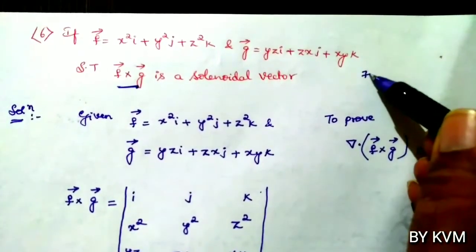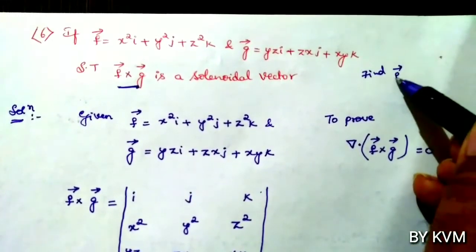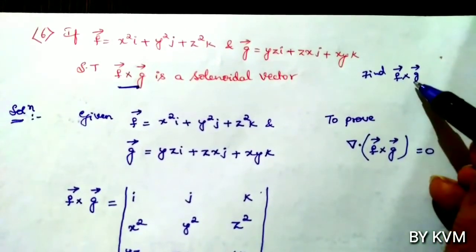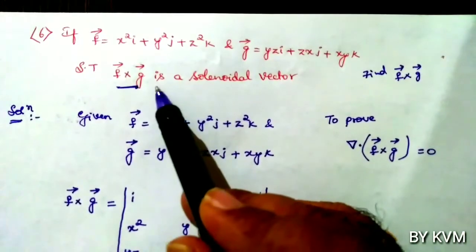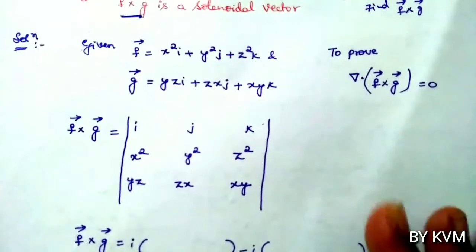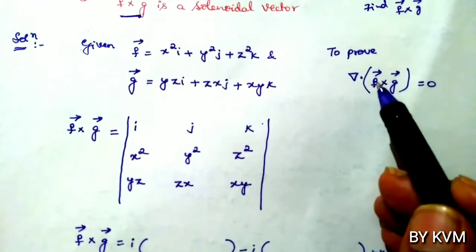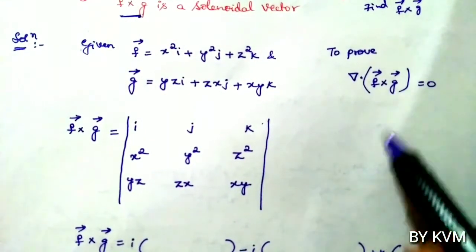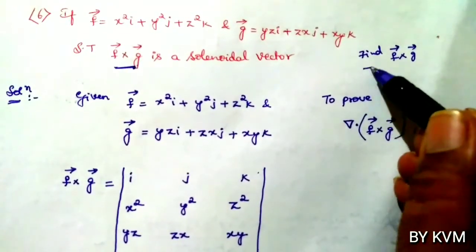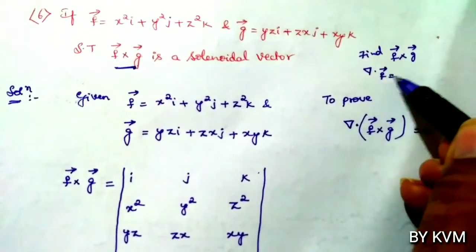So first we find vector f cross vector g, the cross product of these two vectors. After that we have to show that this cross product of these two vectors is a solenoidal vector, means we have to prove that del dot (vector f cross vector g) is equal to 0. So we say that vector f is solenoidal when del dot vector f is equal to 0.